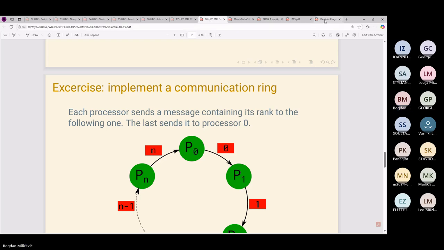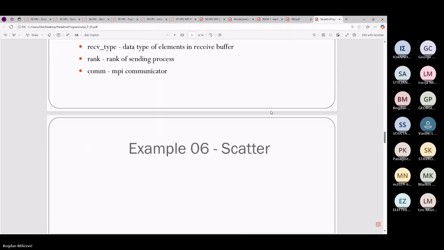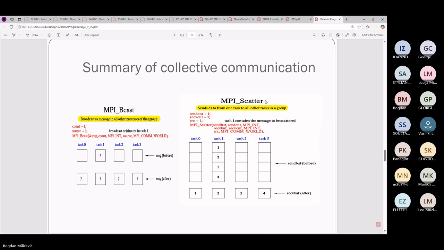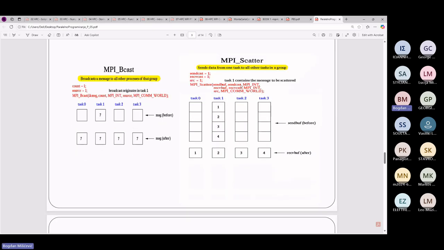Where were we? This is just a summation of all of the collective communication functions. The first one is MPI broadcast, where a single process, in this case process 1, has the value. This could be an array. It doesn't have to be a single value. It can be a vector or anything. And then we are sending the data to everybody else.